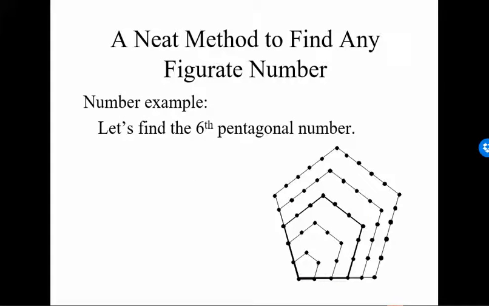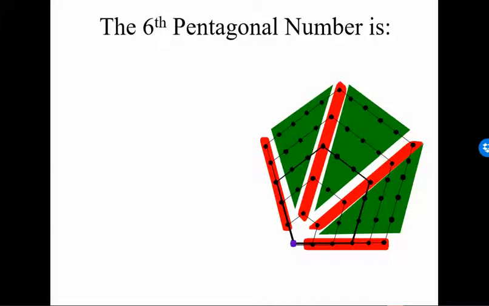And now I'd like to show you a neat way to find any figurate number. Let's find the 6th pentagonal number. The pentagonal number can be subdivided up into some kind of categories here. The point down here is the genesis. This is kind of the zero-dimensional point. We have some sticks here, the radii, and then these triangular regions.